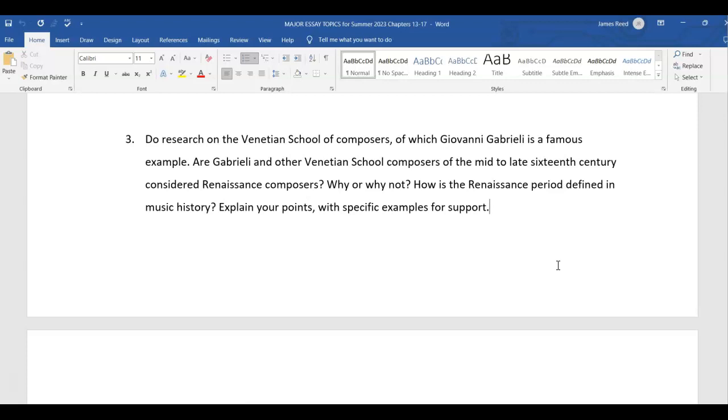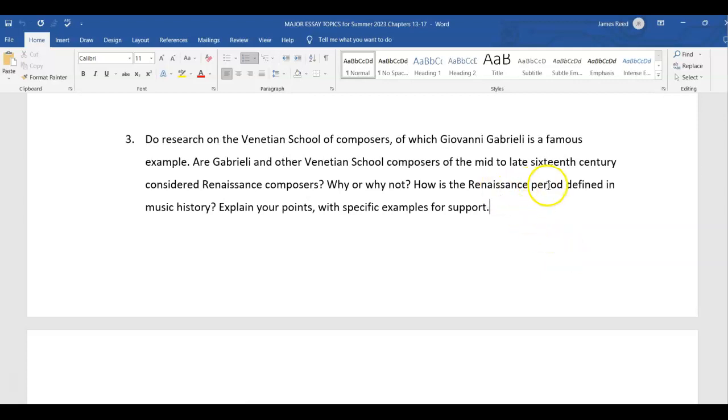And so I want you to be able to argue that view about where they fit in, Gabrieli and the other Venetian school composers. Where do they fit? Are they Renaissance? What are the characteristics of Renaissance composers? How do Gabrieli and the Venetian school composers either fit or not fit that understanding of Renaissance composers?